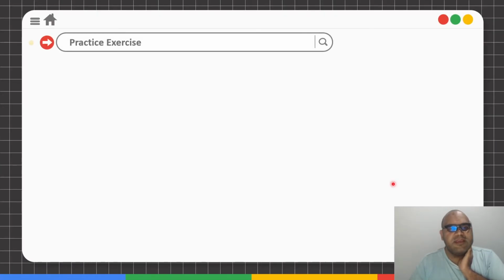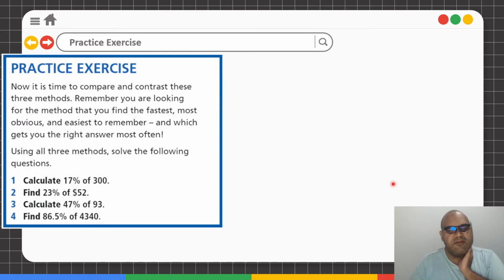Well, guys, let's practice now. We learn, we understand, we figure out the methods. Right now, guys, is the time to be sure which method fits you. Great, mister, how can I do it? Right now, here's the exercise. You will compare the 3 methods and figure out the best one for you.